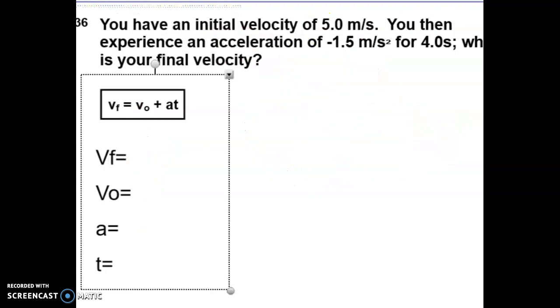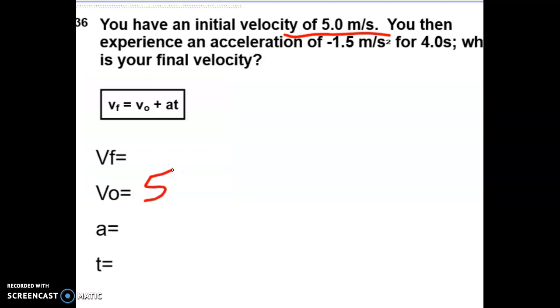The next problem that we look at, we do have an initial velocity. Our initial velocity is not at rest. It says we have an initial velocity of 5 meters per second, so VO becomes 5. Then we are going to accelerate in the opposite direction, negative 1.5 for acceleration. That occurs over 4 seconds.